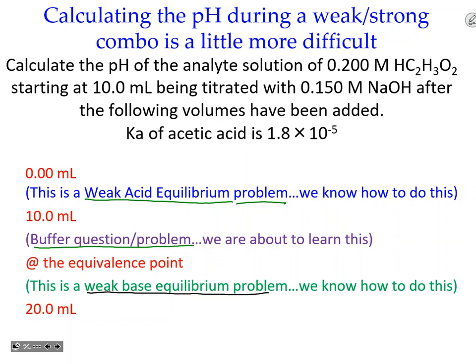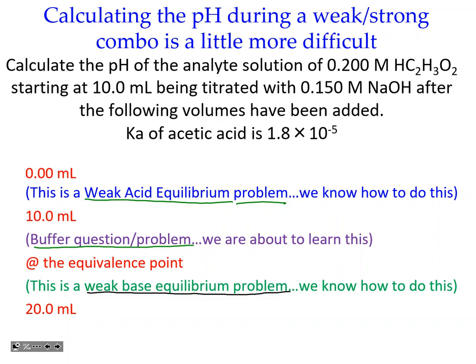The reason why that is, when you've neutralized all of the acid, you've added enough base where you've neutralized all of it. The only thing left floating around in the water happens to be the conjugate base. And the conjugate base of a weak acid we know is going to be basic and it's going to react with water. So it becomes a weak base equilibrium problem.